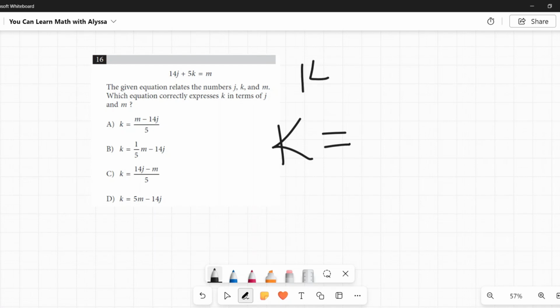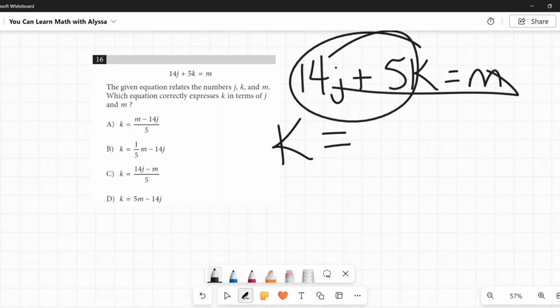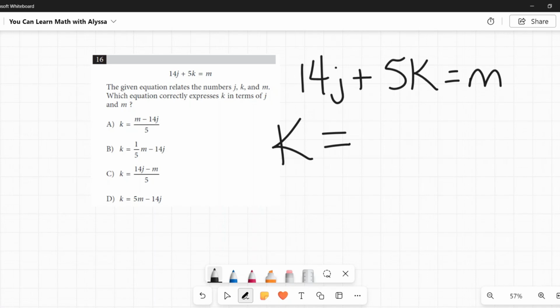So I'm starting with 14j plus 5k equals m, and they want everything else over here and k all by itself. Another phrasing you might see is solve for k. Solve for the indicated variable. This all means the same thing. When we say express k in terms of j and m, put k in terms of j and m, solve for k, all means the same thing, what we're about to do.